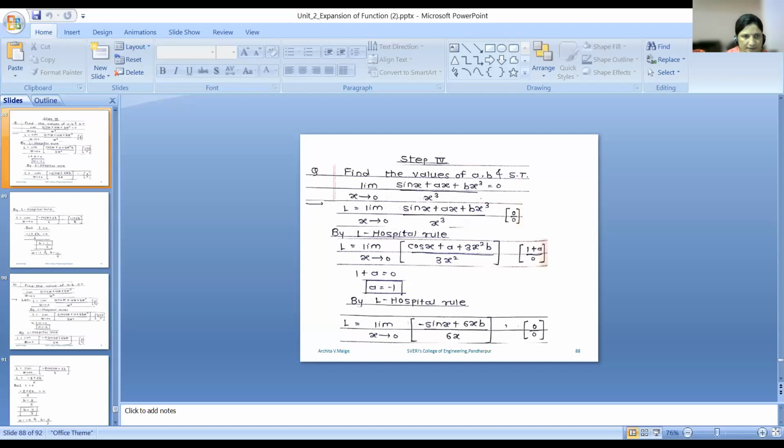So let us start by keeping x equal to 0 in this. We are getting 0 by 0. So apply L'Hospital rule, which is equal to limit as x tends to 0, derivative of sin x plus derivative of ax plus derivative of b into x cube divided by derivative of x cube.